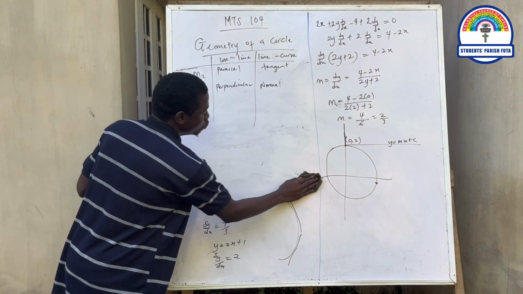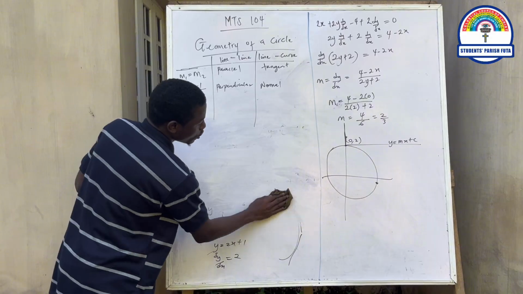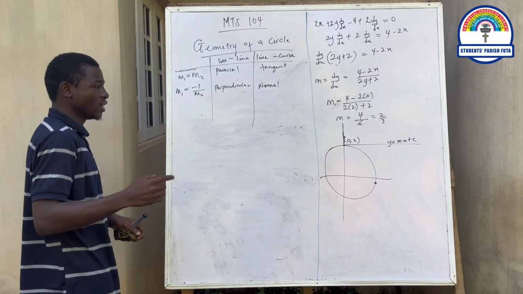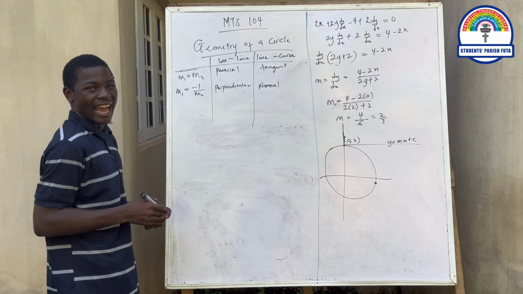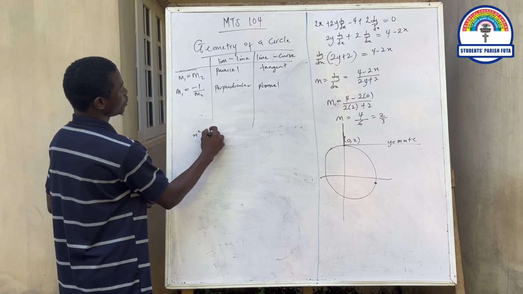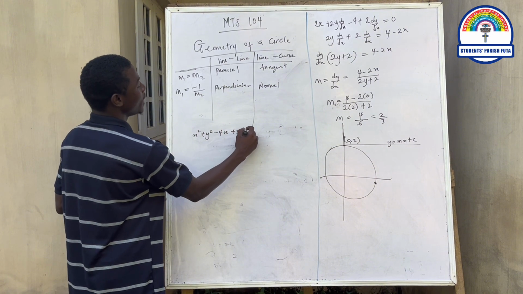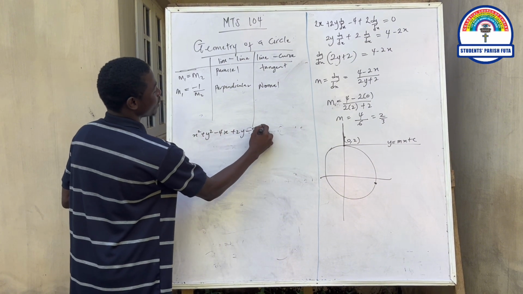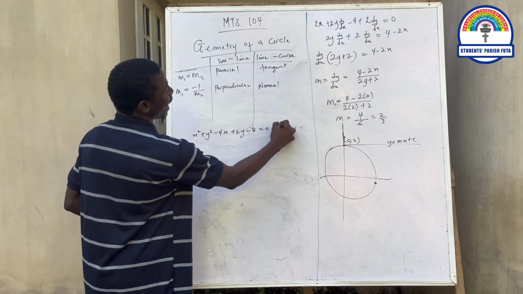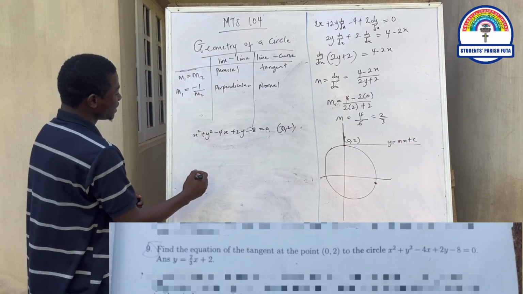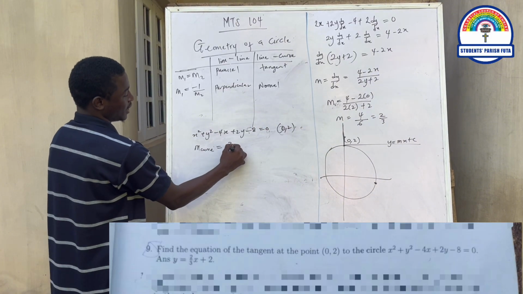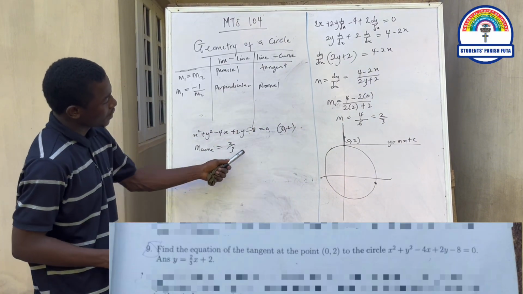Now let's assume that same equation I gave you is tangential. The question says find the equation of a line that is tangential to x squared plus y squared minus 4x plus 2y minus 8 equals 0, at (0, 2). The first thing is, I've gotten the gradient of the curve, this way. So I got the gradient of the curve at that point.